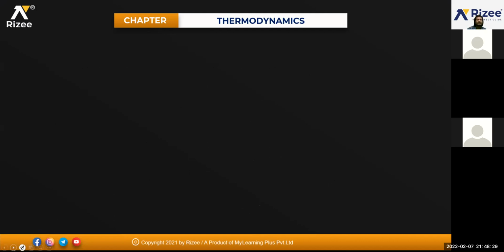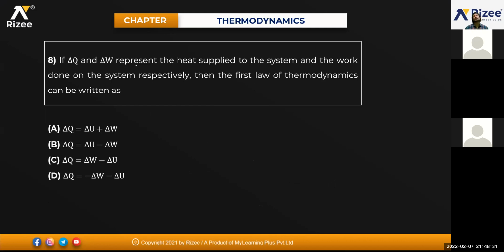Done? Sure. Next one. If delta Q and delta W represent the heat supplied to the system and work done on the system respectively, then the first law of thermodynamics can be written as how much? From the first law of thermodynamics, I know the formula dQ is equal to dU plus dW. So dU will be equal to dQ minus dW, isn't it? So here dU will be equal to dQ, which will be less than 0, beta, because work done will be equal to 0.